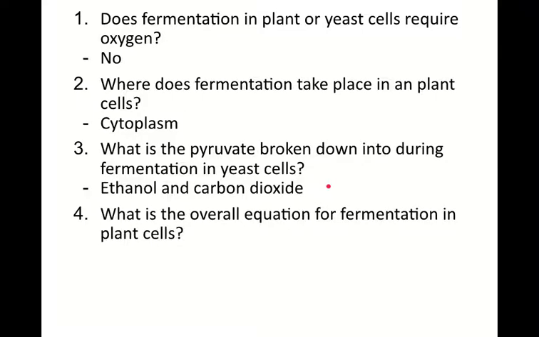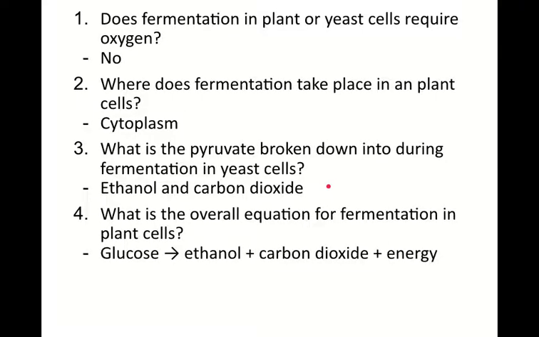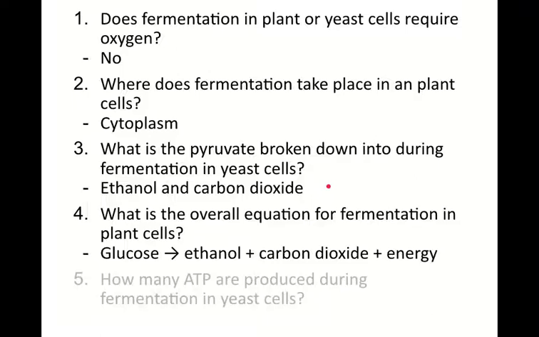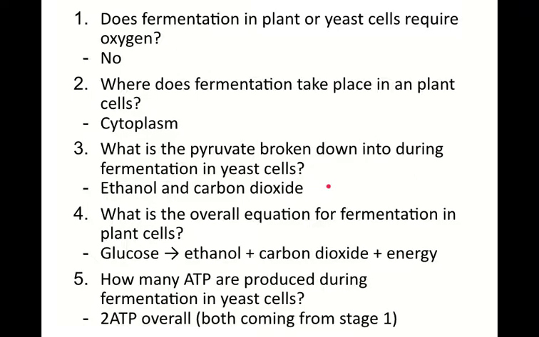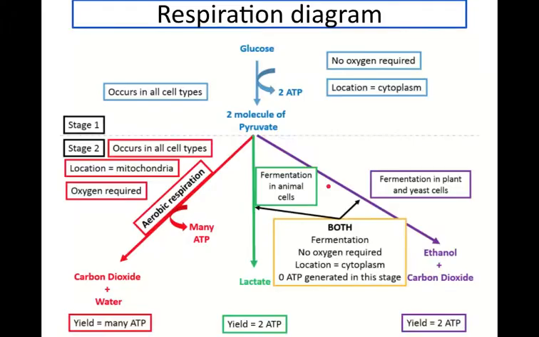Number 4, what is the overall equation for fermentation in plant cells? Glucose, arrow, ethanol plus carbon dioxide plus energy. And finally, number 5, how many ATP are produced during fermentation in yeast cells? That would be 2 ATP overall, both of them coming from stage 1.